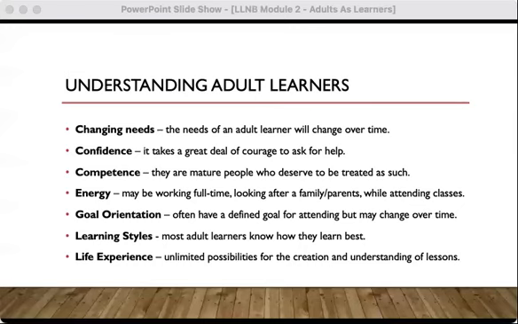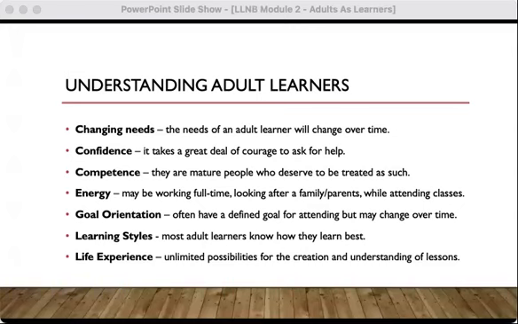Competence. Each adult learner has unique talents and has succeeded in some areas of life: church, neighborhood, family, job, hobbies, sports, or as part of a network of friends. They are mature individuals who deserve to be treated as such.